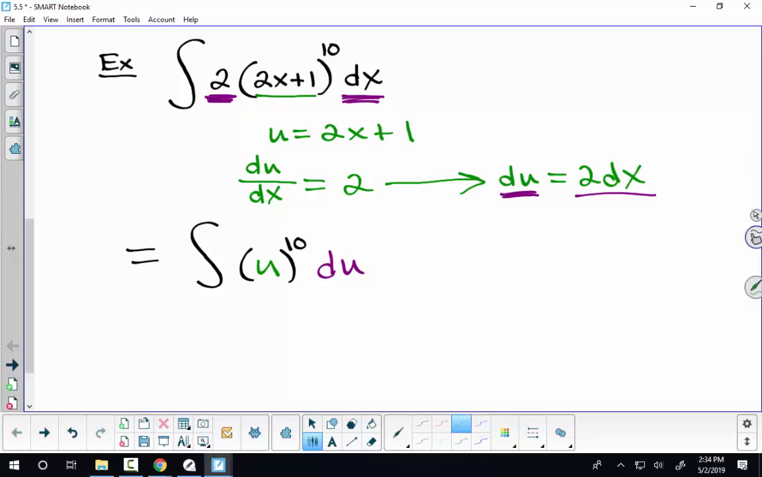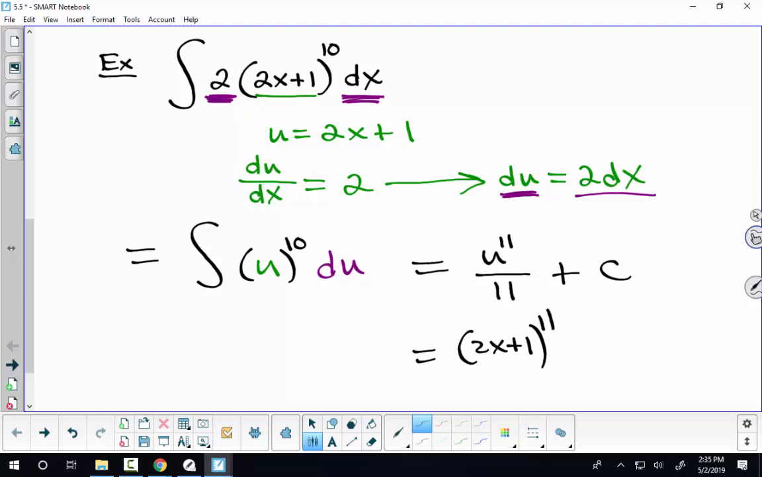So what's the antiderivative of u to the 10th with respect to u? Yeah, u to the 11 over 11 plus our constant. We wanted the antiderivative of 2 times 2x plus 1 to the 10th. So once we have the antiderivative in terms of u, then we resubstitute what u was in terms of x. So we have (2x plus 1) to the 11th all over 11 plus c.